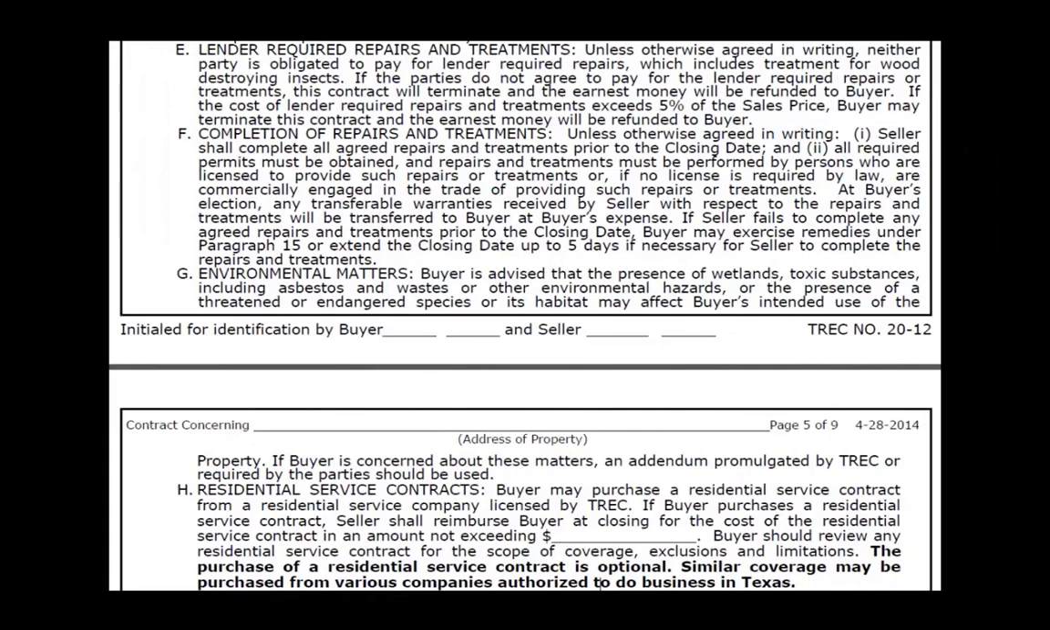Section E is lender required repairs and treatments. The interesting thing is that if the lender requires some repairs to be made, neither party is obligated to pay for those lender required repairs. And if neither party pays for the repairs, then the contract will terminate, the earnest money will be refunded to the buyer, and that's it. And then it gives a second scenario here that seems contradictory or redundant, but it's really not. It says if the cost of repairs exceeds 5% of the sales price, the buyer can terminate the contract and the earnest money can be refunded to the buyer.